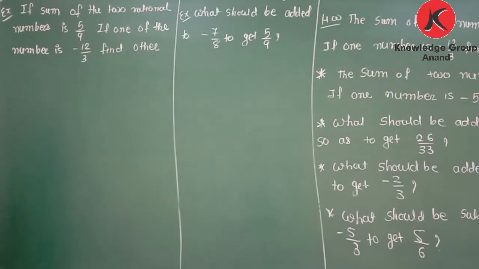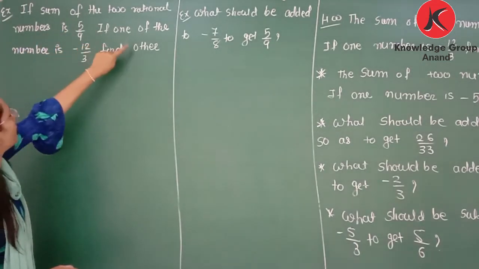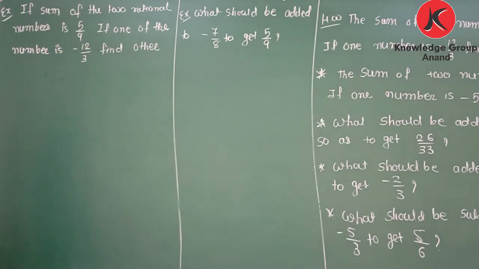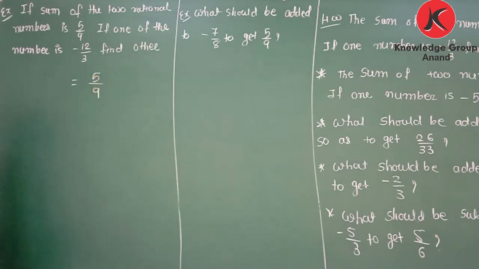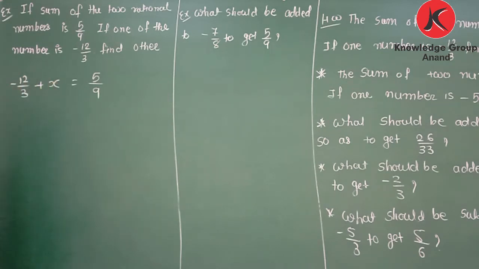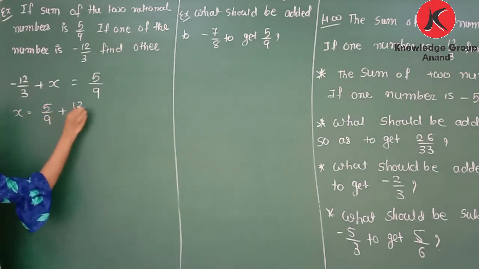Now let's take one more example. The sum of two rational numbers is 5 by 9. If one of the numbers is minus 12 by 3, find the other. Sum of two rational numbers is 5 by 9, means if we add two rational numbers, the answer is 5 by 9. If one number is minus 12 by 3, find the other, means let the other number be x. So here we need to find x. Means take minus 12 by 3 from the left side to the right side. Here minus is there, it becomes plus. So x is equal to 5 by 9 plus 12 by 3.